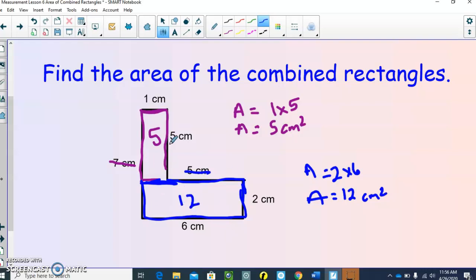So now I have found the area of both of my rectangles, and I can easily combine them. 12 plus 5 equals 17. And like we said, our units were given to us, so square centimeters. So the area of this combined figure would be 17 square centimeters.